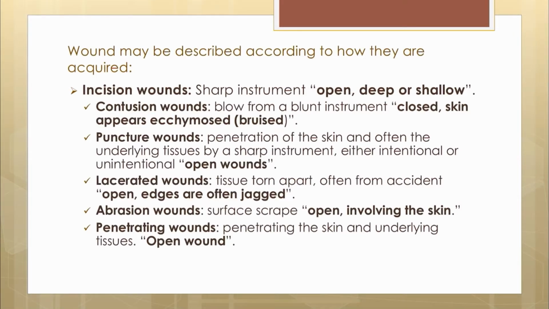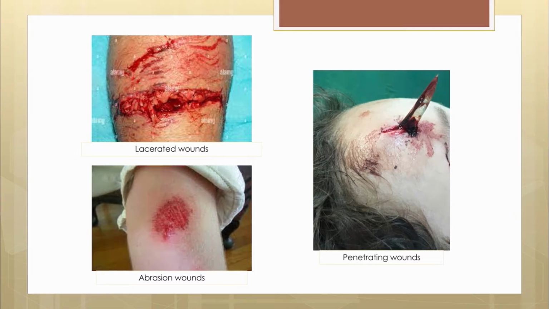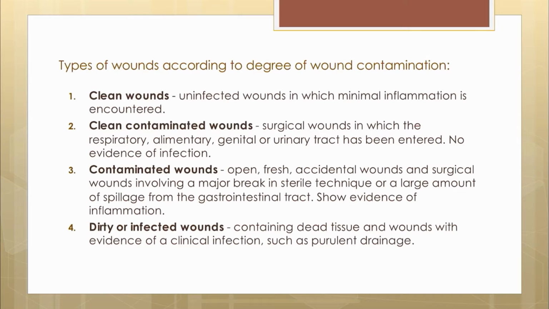So let me show you these different kinds of wounds. The first picture shows the lacerated wound, which is an open wound. The edges are often jagged. The second picture, as you can see, involves the skin, which is the abrasion wound, an open wound involving the skin. And lastly, the last picture on the side is the penetrating wound. It penetrates the skin and underlying tissues. Obviously, it is an open wound. So these are the different types of wounds. So let's proceed to the types of wounds according to degree of wound contamination.